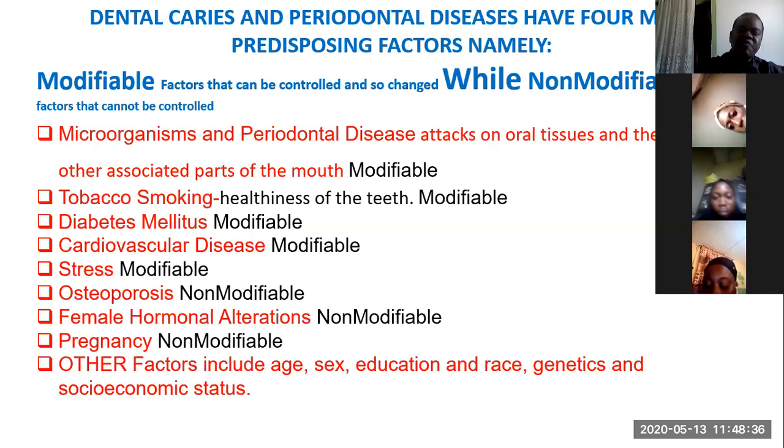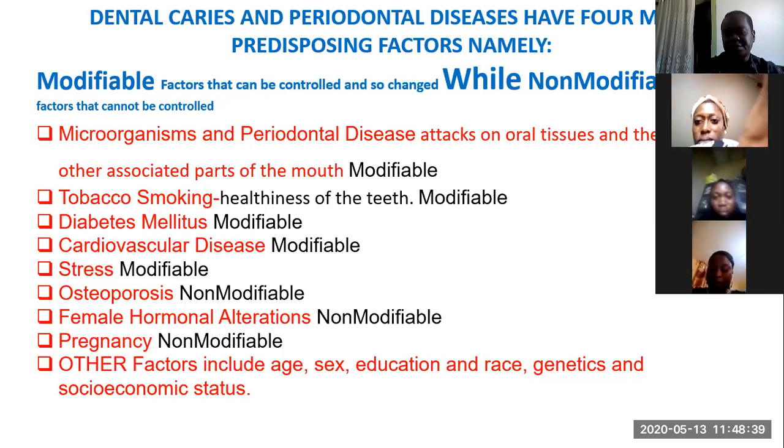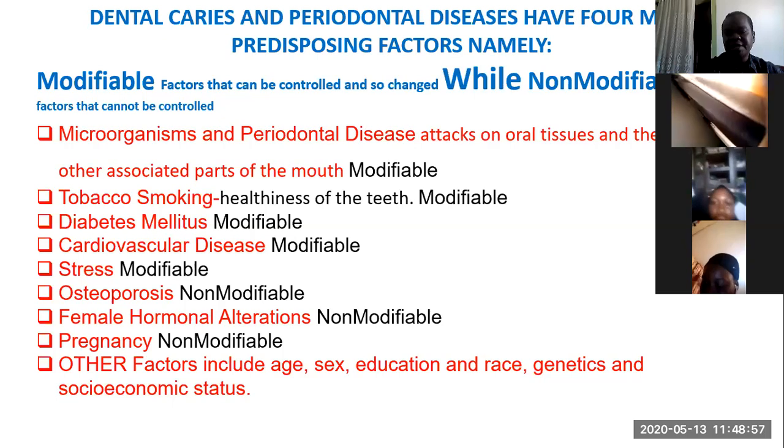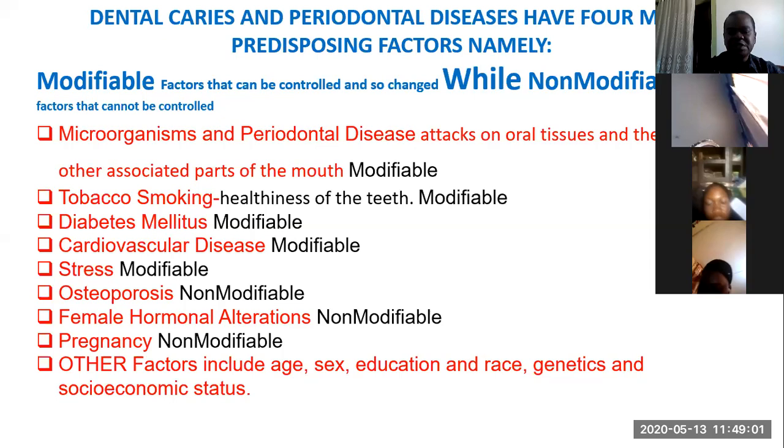But non-modifiable factors include osteoporosis. Osteoporosis has to do with bone problems, when there's loss of bone. And this can happen for a lot of reasons. When there's a loss of bone in the human body, maybe due to deficiencies of the minerals that support the growth of bone, let's say calcium and phosphorus, osteoporosis can happen, and this can cause serious periodontal problems and dental caries.